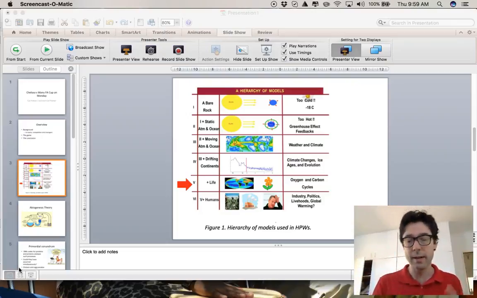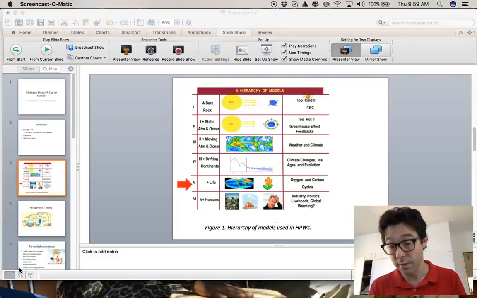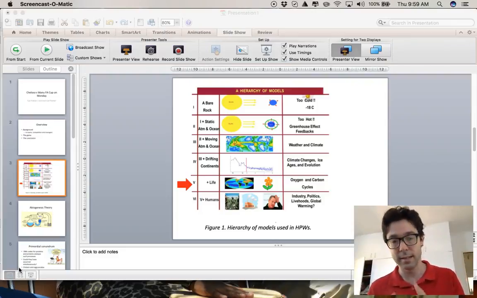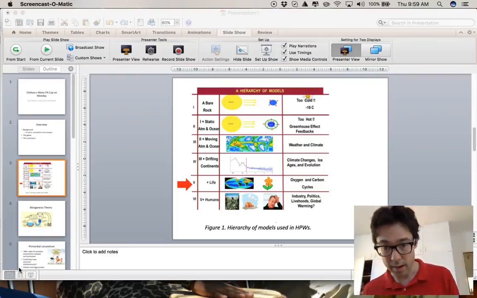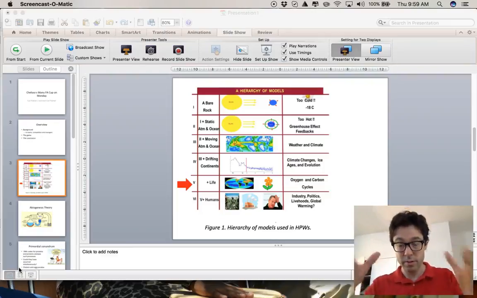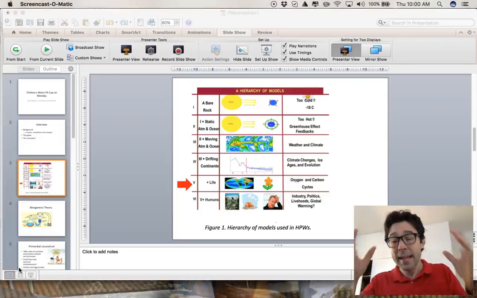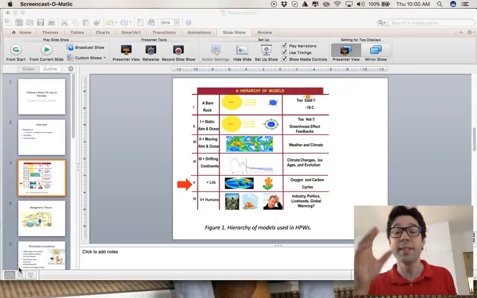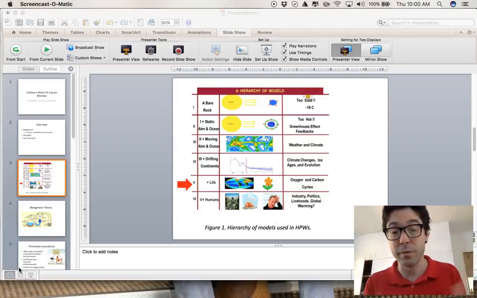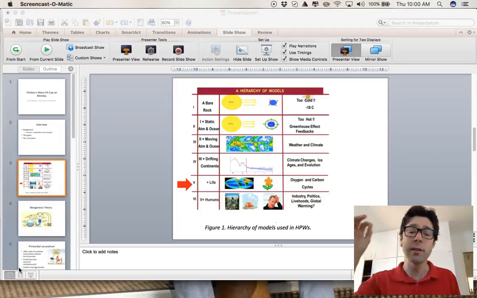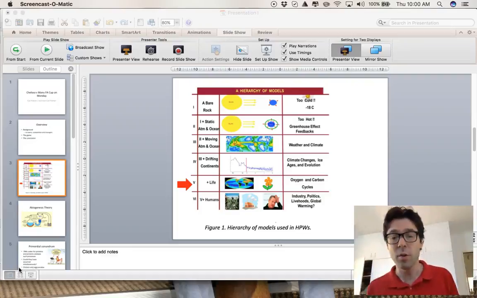I'm now moving on to using the origins of life as an example. If we were doing the origins of life talk, we would put this slide up and say, okay, here's the hierarchy of models slide. We've seen this slide many times before in the course, but I want to use it just to show you where we've got to.